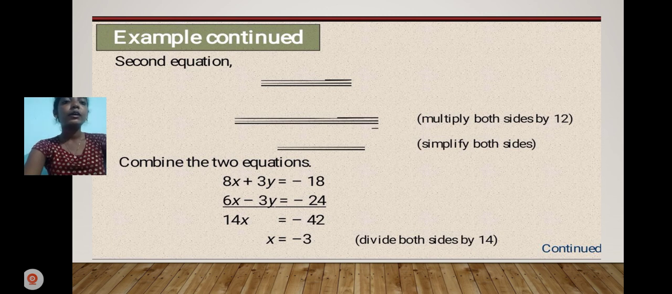Now we will combine the two equations. 8x plus 3y equals minus 18 and 6x minus 3y equals minus 24. Adding them, now divide both sides by 14. We will get the answer x equals minus 3.